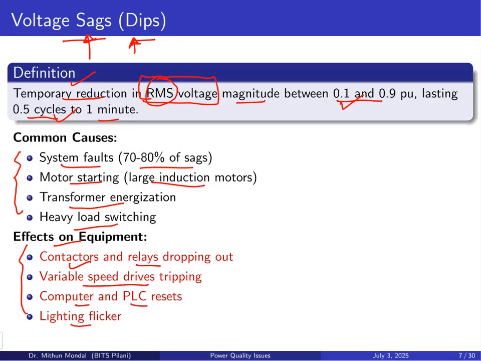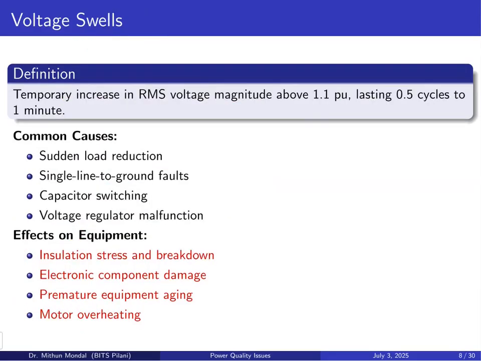So the first important issue caused by poor power quality is the voltage sag, which is the voltage dipping. And these affect various equipments in different centers, whether it is power system equipment or data or communication networks.